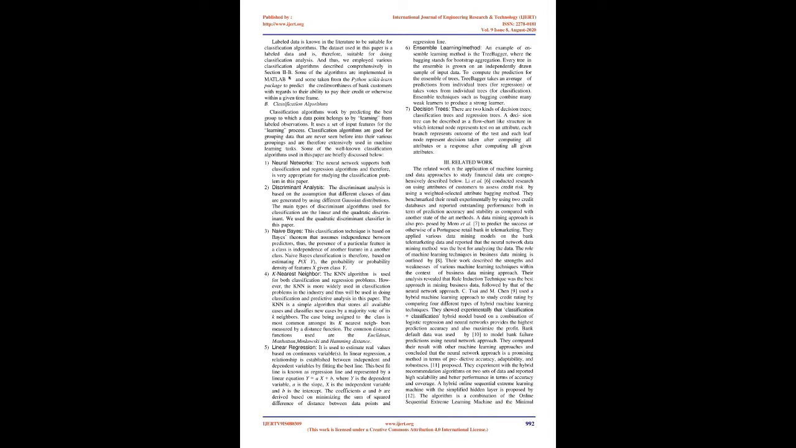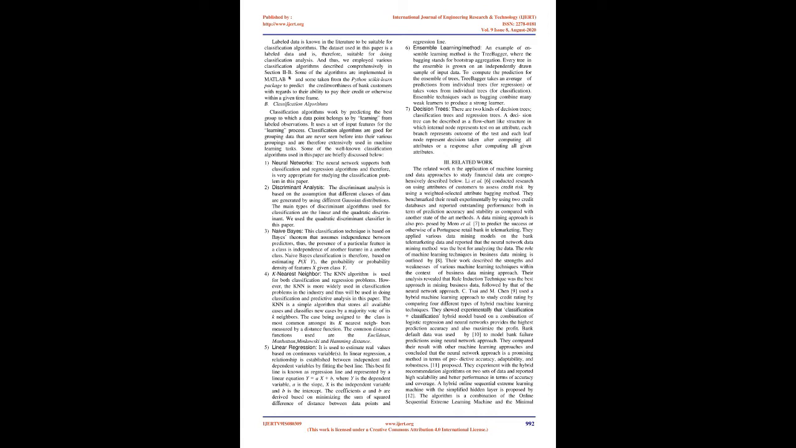Naive Bayes classification is therefore based on estimating p(x|y), the probability or probability density of features x given class y. 4. K-nearest neighbor. The KNN algorithm is used for both classification and regression problems. However, the KNN is more widely used in classification problems in the industry and thus will be used in doing classification and predictive analysis in this paper.